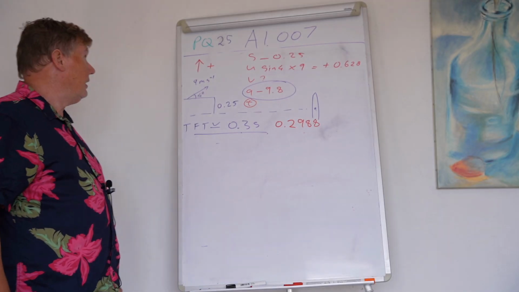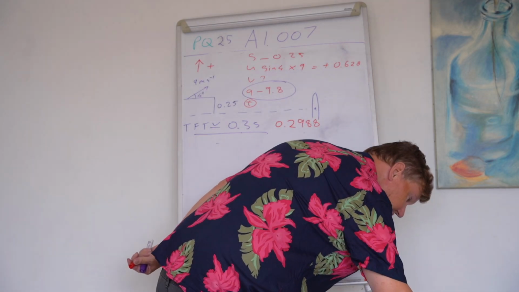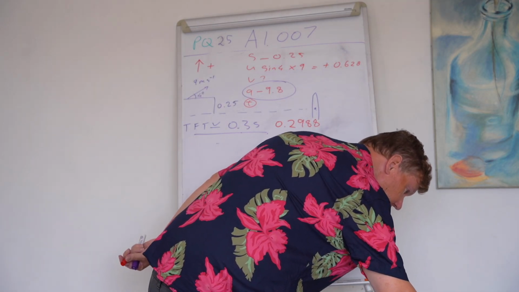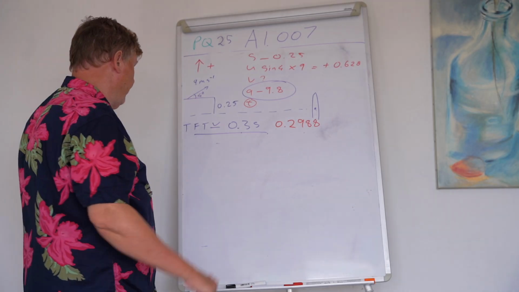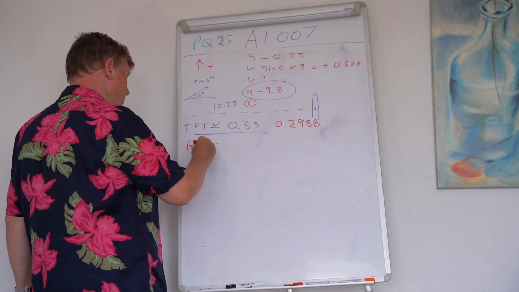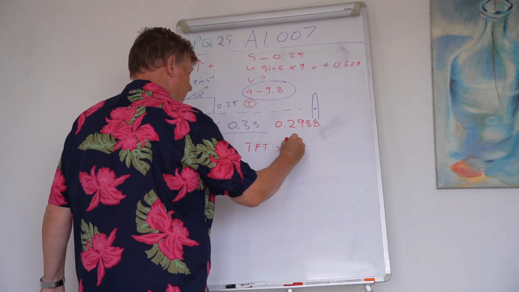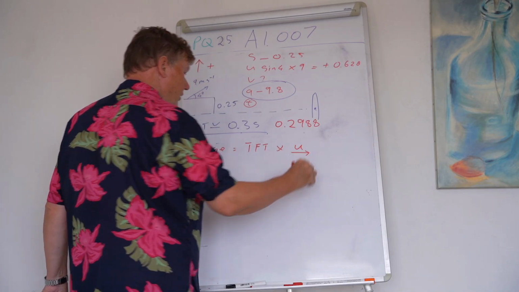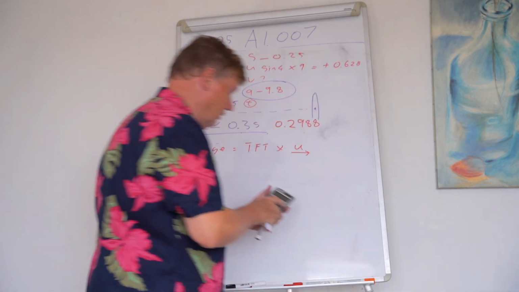Okay, welcome back to PQ25. We're now going to do part CI. Calculate the distance between Olaf and the dartboard. That's the range. Well, that's pretty straightforward because we know that range is equal to total flight time multiplied by the initial horizontal velocity. Let's calculate the initial horizontal velocity.